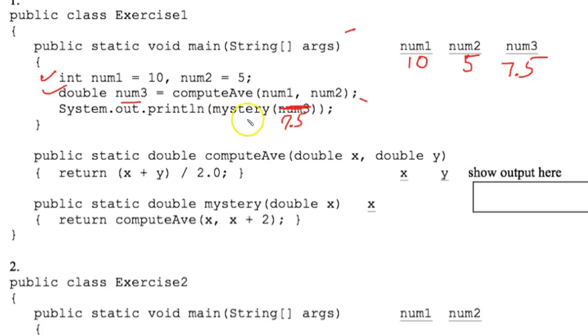We are calling the function mystery. I say function, method, same thing. The function mystery is typed out here. It's not built into Java. It's something I created as part of this worksheet.